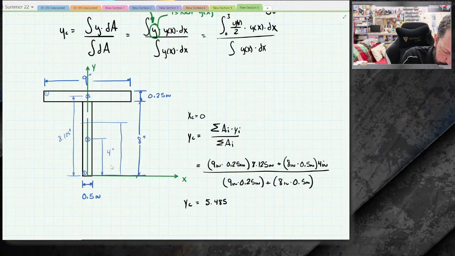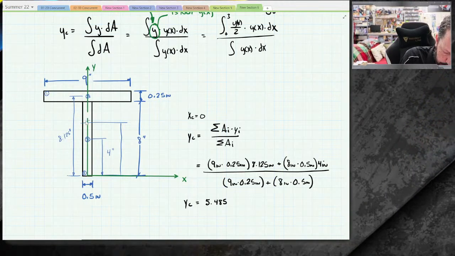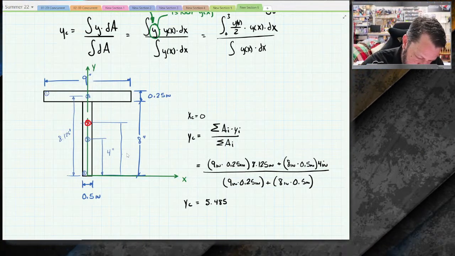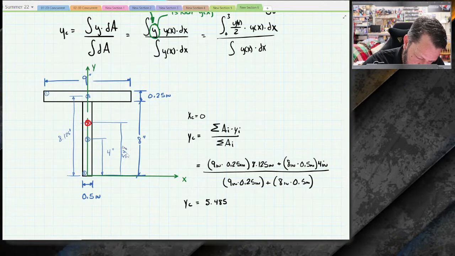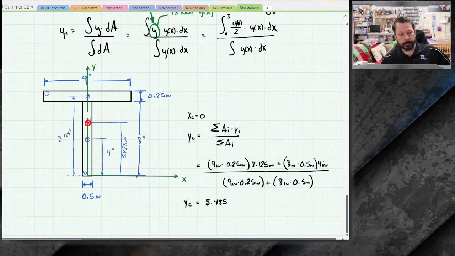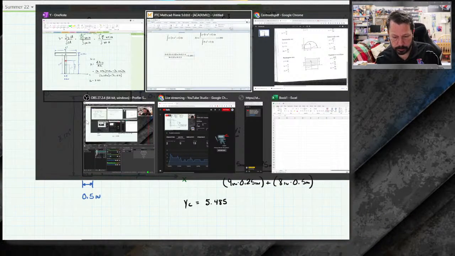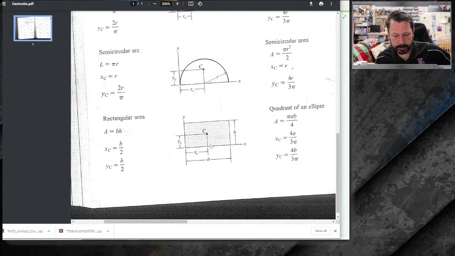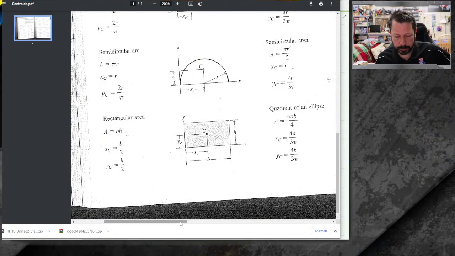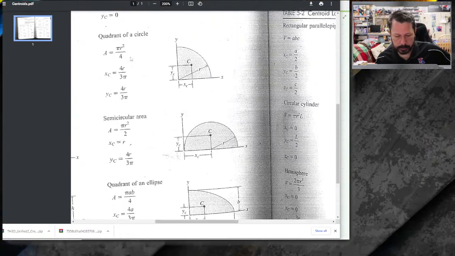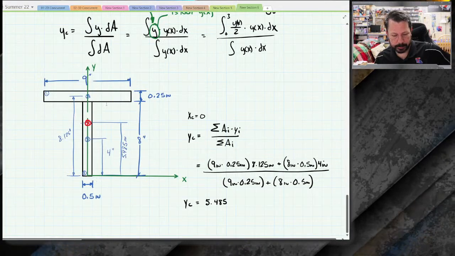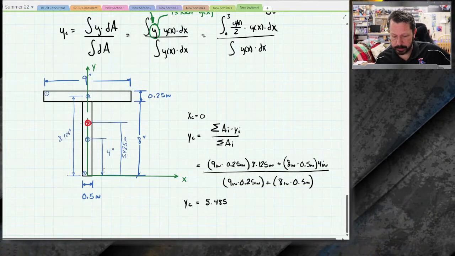Right in there somewhere. And that distance is 5.485 inches. So that's how we would use the predetermined data here, these equations for location of centroid. I did pick the most simple one. There are clearly more complicated ones to deal with. But for our first example, this little guy seems like it would be good.